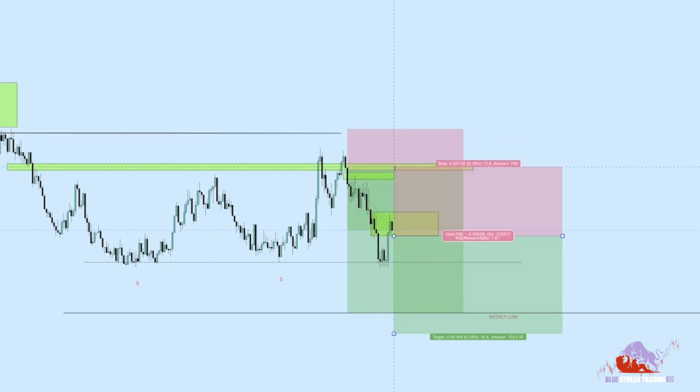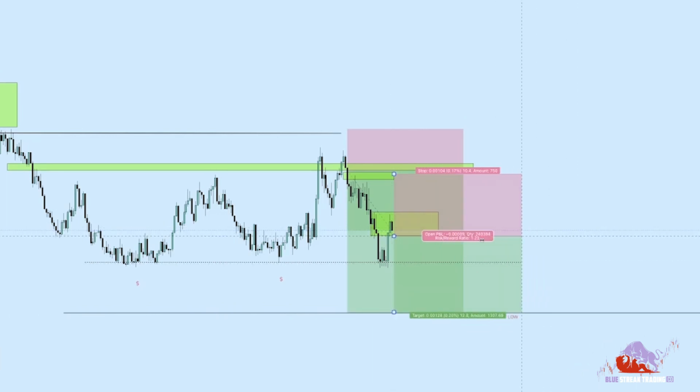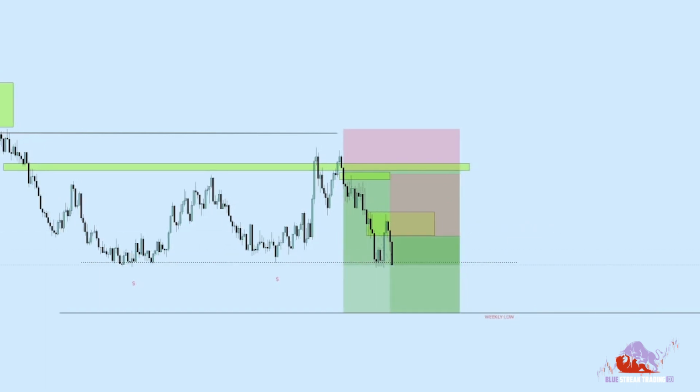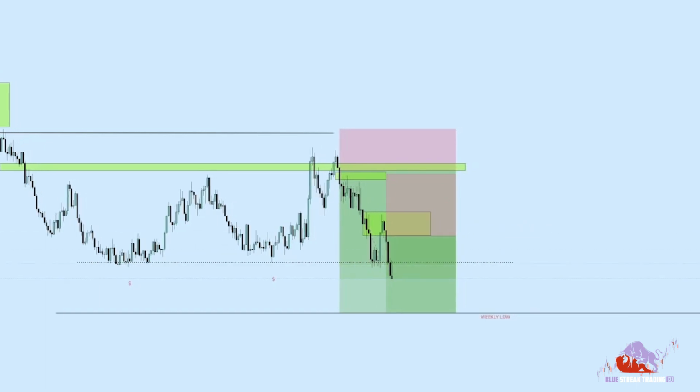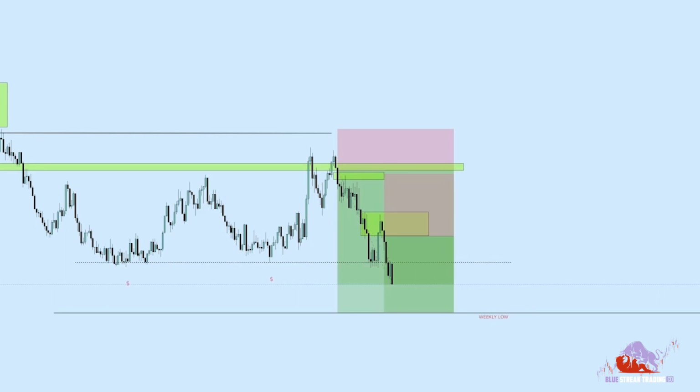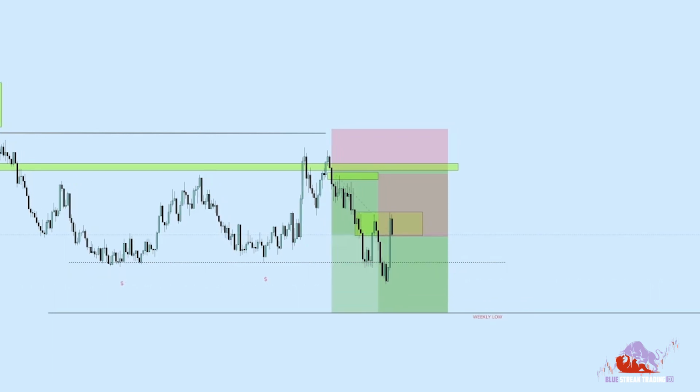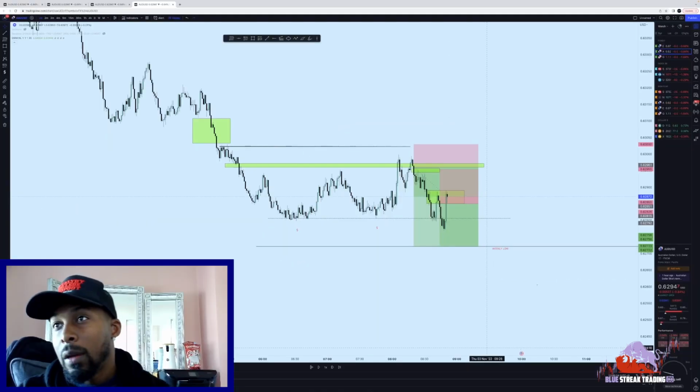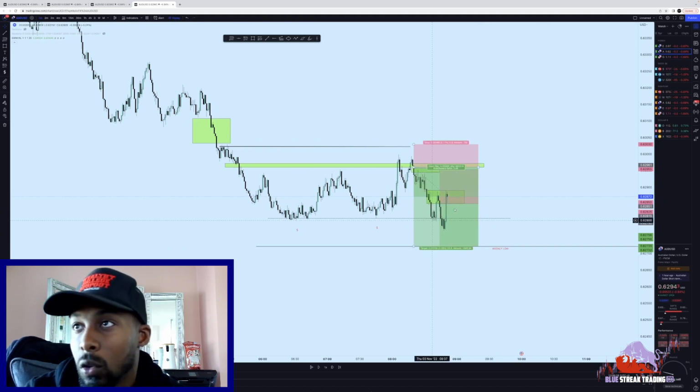Stop loss is going to be over the top of this liquidity and this gap. TP is going to be the weekly low liquidity pool. Price actually pulled back out of nowhere, NFP week. Look at that pullback. But this pullback never scared me, and I'm gonna tell you why.